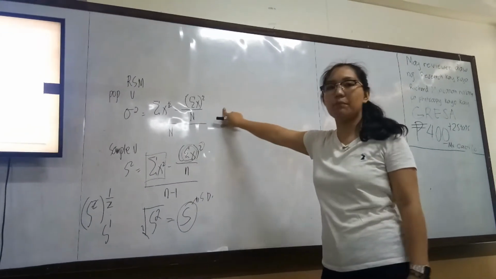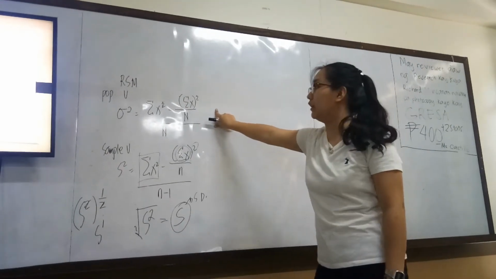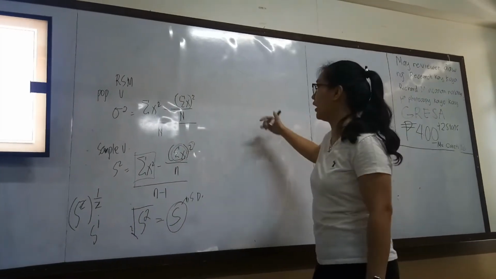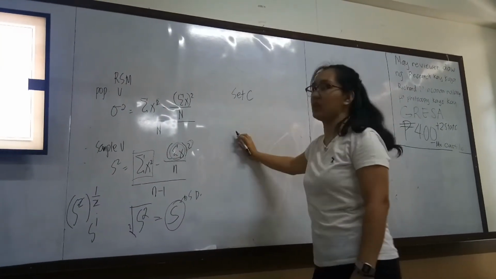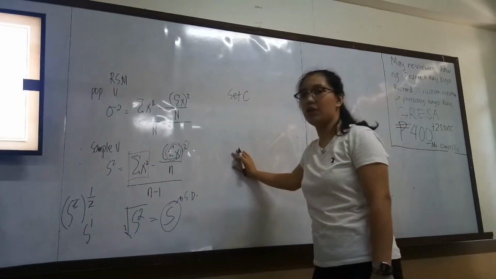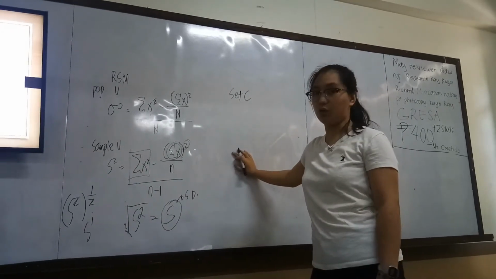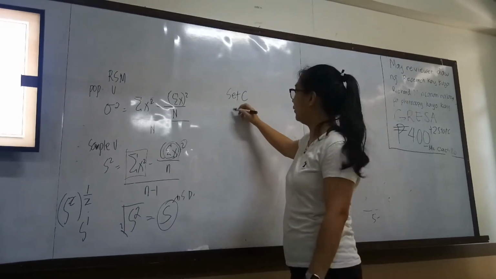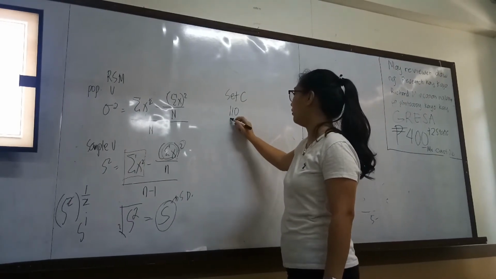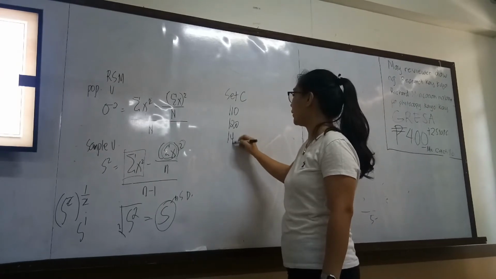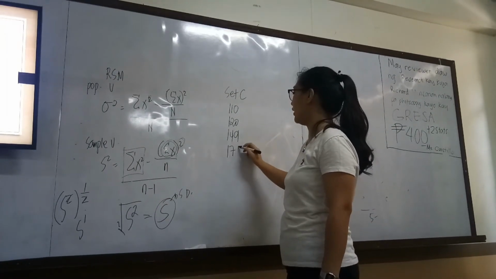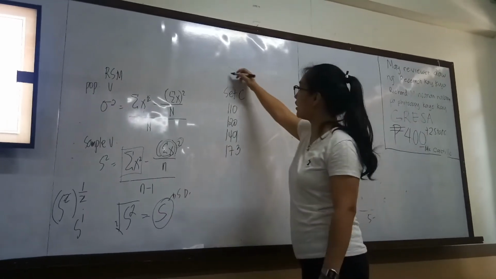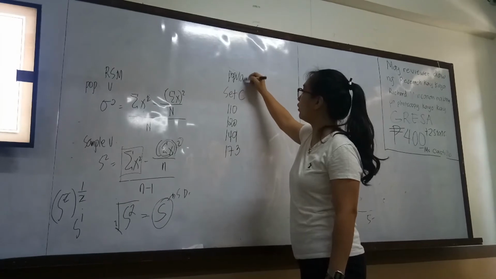Now, let's give an example for your population variance naman. Okay, so we have your sigma squared, and then this one is your equation, right? So, kunyari, let's denote it as your set C. And your data came from a population. Kunyari lang ha, syempre konti lang ang population natin. Kunyari. So, we have 110, we have 120, 149, and then 173. Okay, for example, this particular set came from a population.